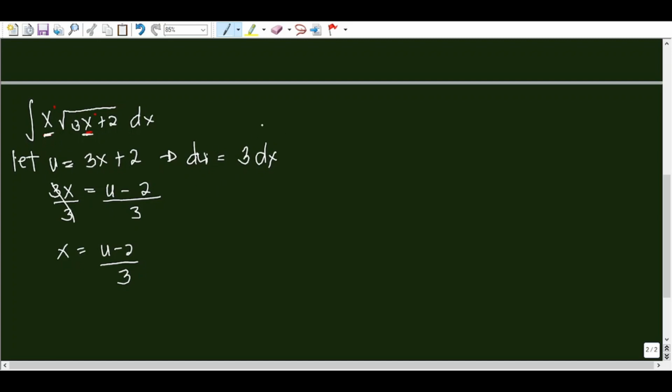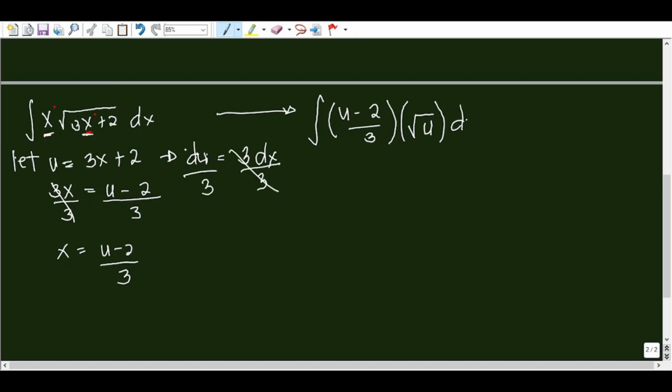Okay, so we can now substitute the values into our given. That is the integral of my x, which is (u minus 2) over 3, times the square root of u. And since it is now u, I will not use dx anymore. What is the value of our dx? Divide by 3, so our dx is equal to du over 3. So that is du over 3. Got it?